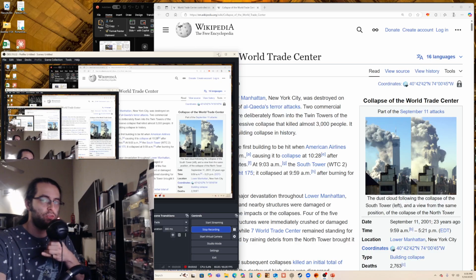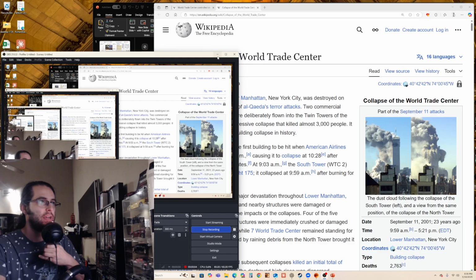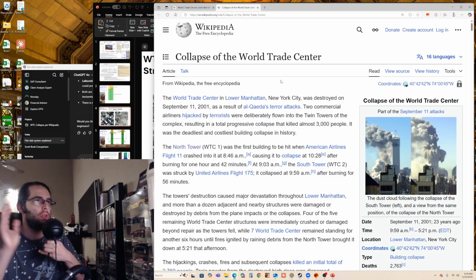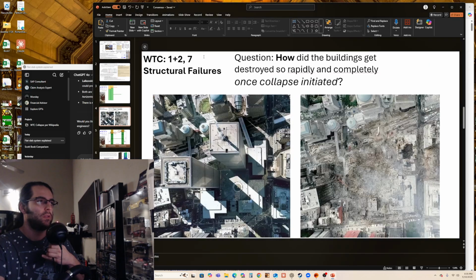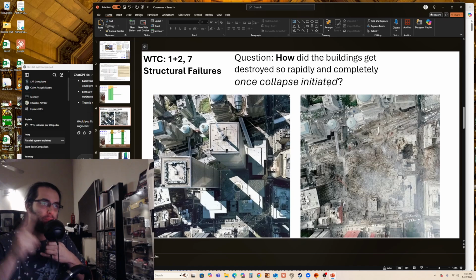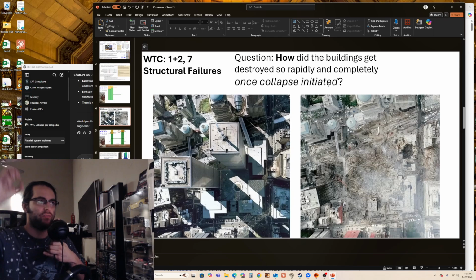Okay, I'm giving myself 25 minutes to go over this. The question is the structural failures of the World Trade Center. How did the buildings get destroyed so rapidly and completely once collapse initiated? So we're granting that structural failure began. So how did the rest of the building get destroyed so rapidly and completely?